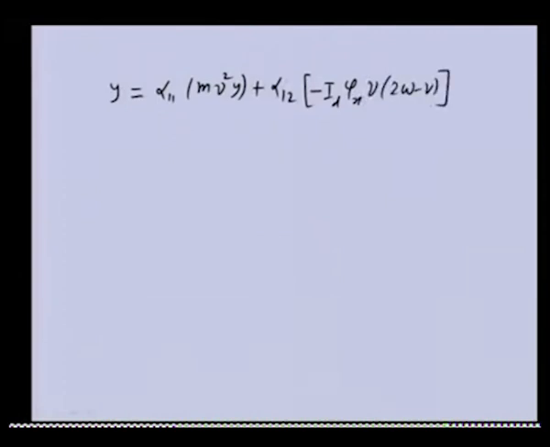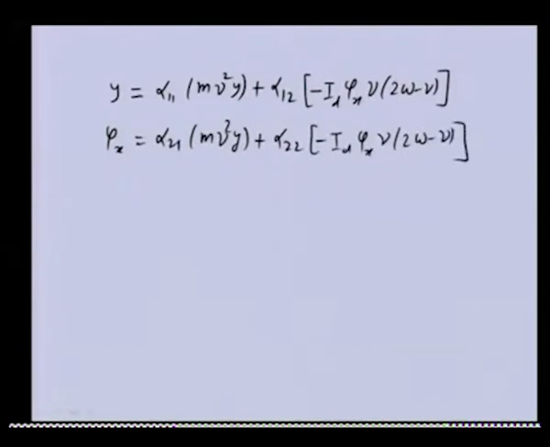Then phi x equals alpha 21 m nu square y plus alpha 22. Here also we need to keep the minus sign. Now, we can see the y term is here, y term is here, phi x is here, phi x is here. Now, we can rearrange this equation in a matrix form like this, where I can write y and phi x.